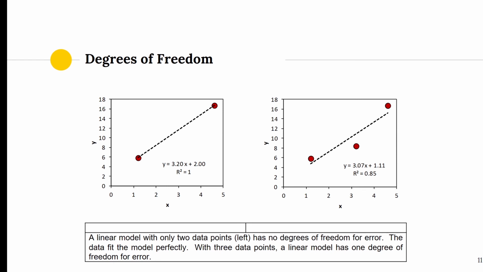Whereas if we have 3 data points, all of a sudden, we do have some freedom to vary. We actually have 1 degree of freedom for error. So when we calculate degrees of freedom for these regression slopes, we always subtract 2. We don't subtract 1.